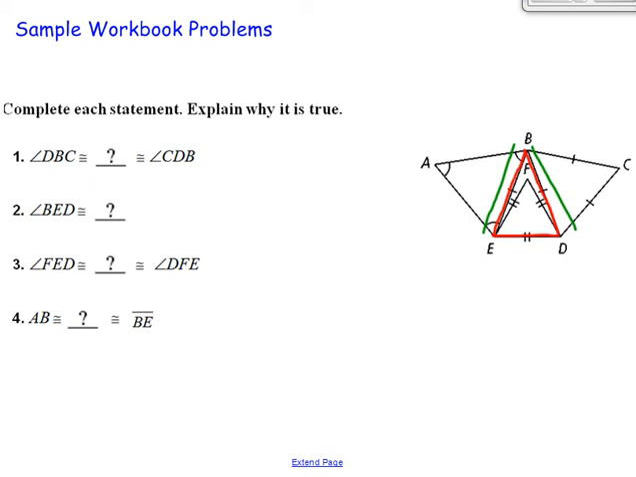So BED is going to be congruent to angle BDE, which, if I did this in green, would be this angle right here. And why do I know that? I know that because of the isosceles triangle theorem. That's why I know that's true. Okay, so go through and knock out 2 and 3 on that one, and use kind of the same thing. Give me an explanation of why they are.